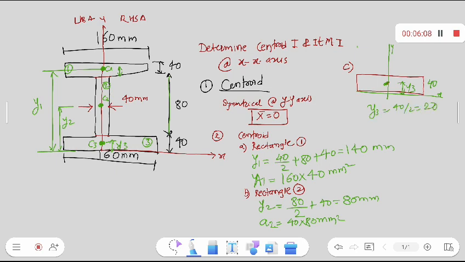And what is the area? Area is A3. The size of this rectangle is 160 by 40, so 160 into 40 mm square. I got all the values now. I am going to apply the formula now. X bar is 0. Y bar: do the calculation, the formula you know. Y bar equals A1 Y1 plus A2 Y2 plus A3 Y3 divided by A1 plus A2 plus A3.